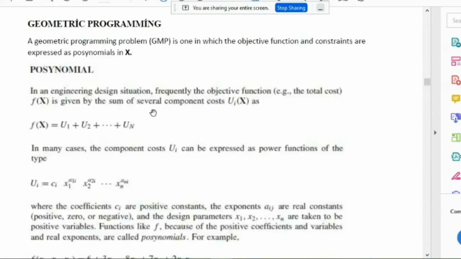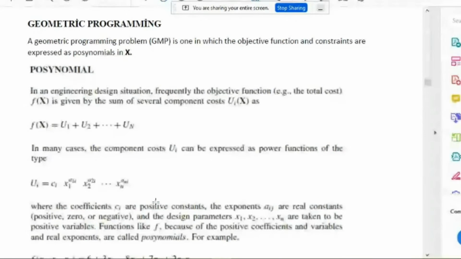Generally, geometric programming has a unique feature. In almost all optimization techniques, first we find the solution of the variables, and then from the solution of the variables, we find the solution of the objective function. Unlike all other optimization techniques, in a geometric programming problem, we can find the solution of the objective function first. From the solution of the objective function, we can find the solution of the variables. That is the unique feature of the geometric programming approach.